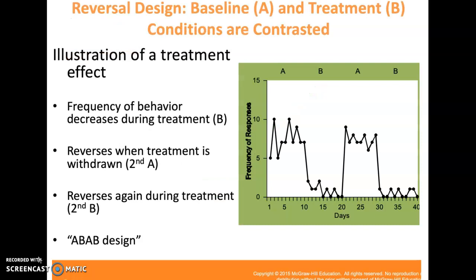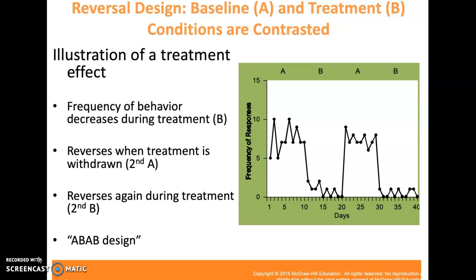The reversal design, this one is also called ABAB, where A refers to the baseline phase and B refers to the treatment phase. So just focus on the graph right now as I talk through what this is showing. So initially, it's a baseline phase, and so those first points over the first 10 days refer to the baseline. What this is measuring in this example is the frequency of responses.